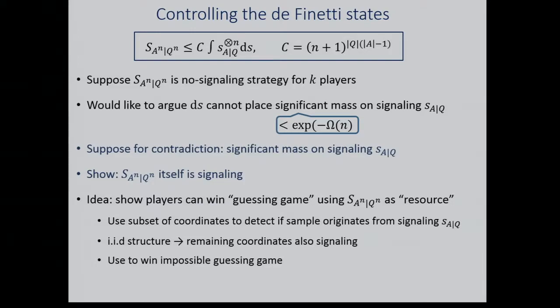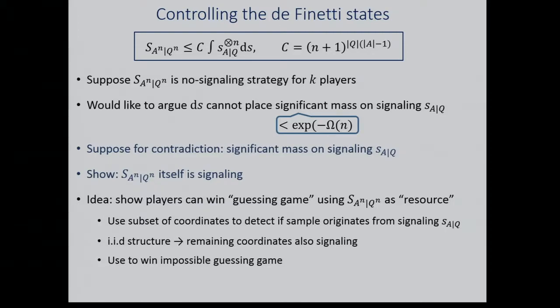And so what you can do is try to observe, do some kind of tomography, do some statistics on a subset of the coordinates, and use that to determine what kind of distribution you had. If it's not a signaling distribution, then you ignore it and do nothing. But if it is signaling, then you can use the signaling power you have in the remaining coordinates in order to signal, to exchange information between the different players in the game, and this will contradict the original assumption.